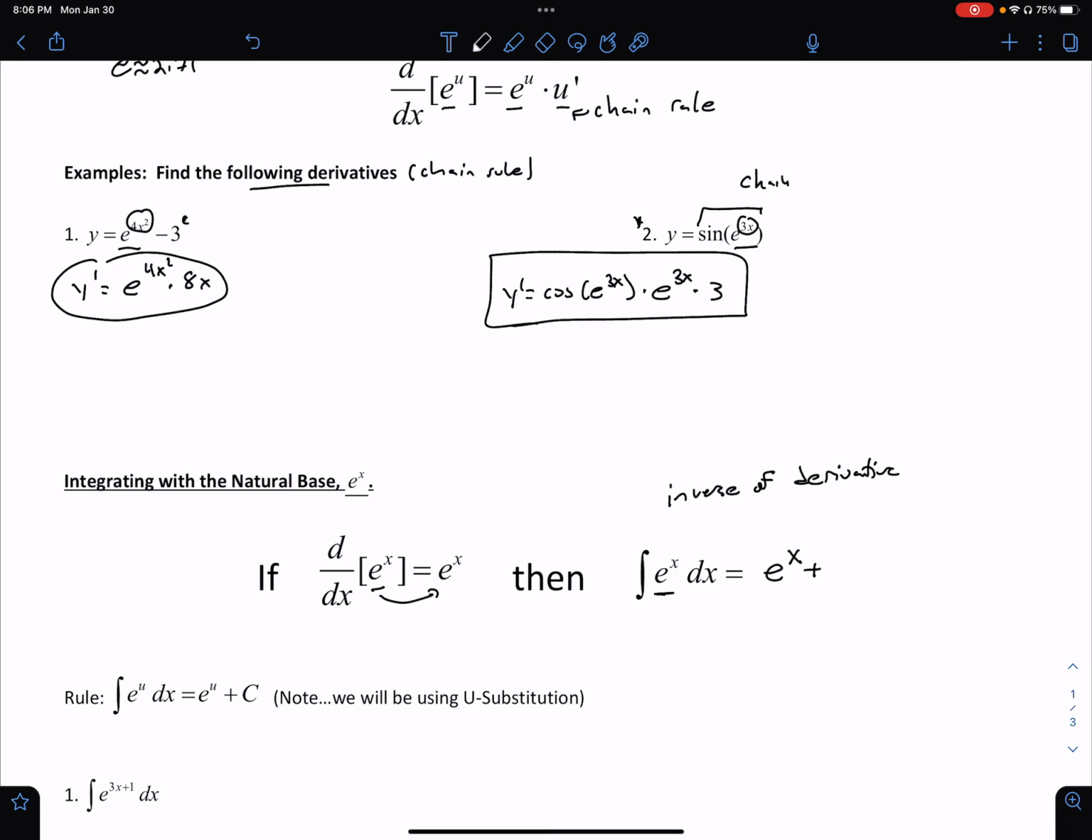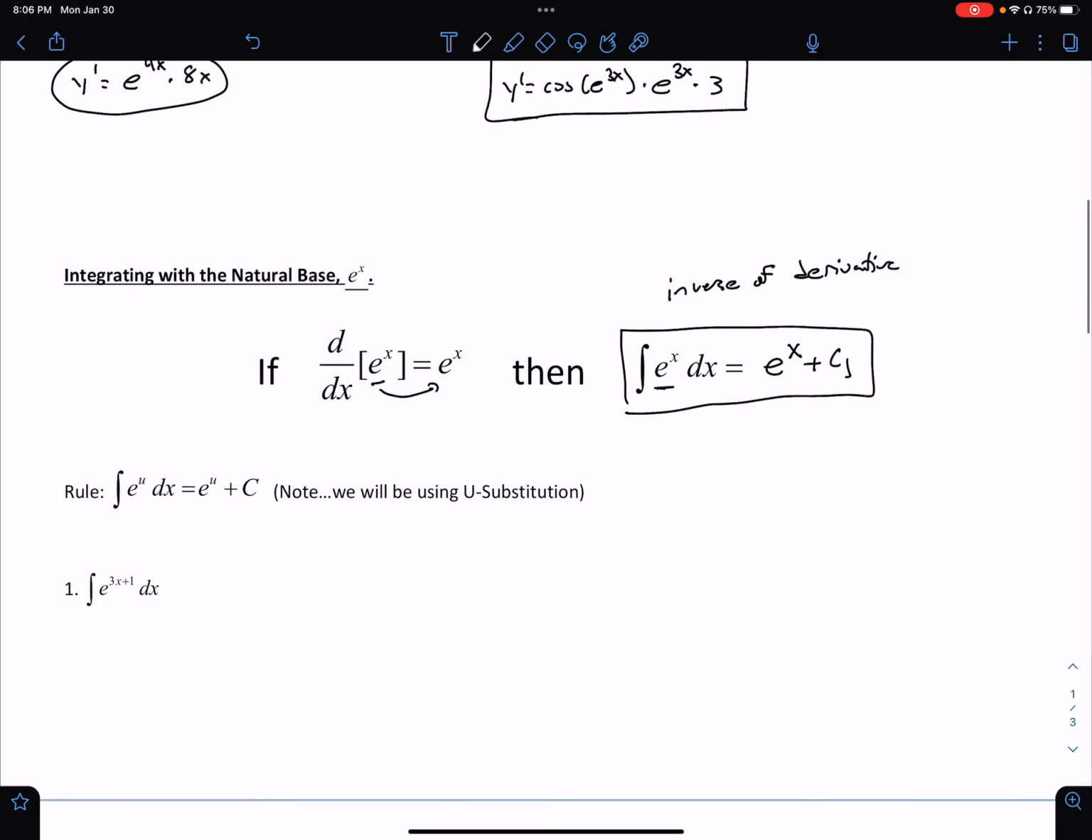But because it's an antiderivative, we need that plus c. And there's our rule for today. Very simple rule. So that's our rule here. So note, we're going to be using u substitution. That's why we got this u here. And don't forget your constant of integration.